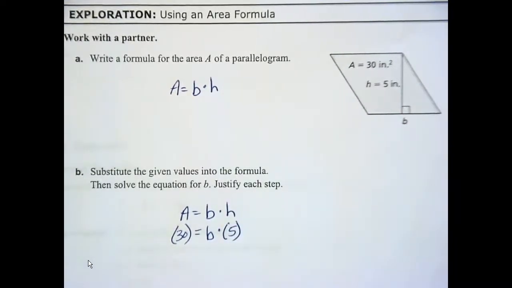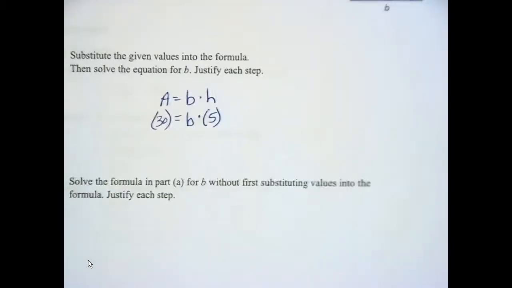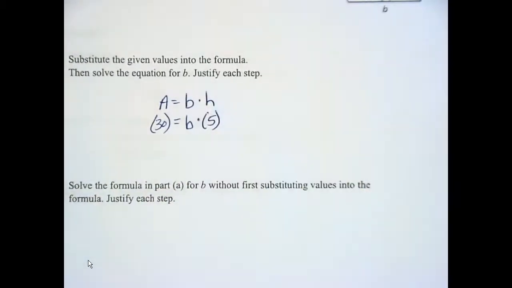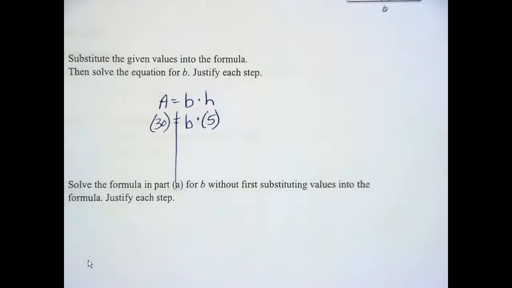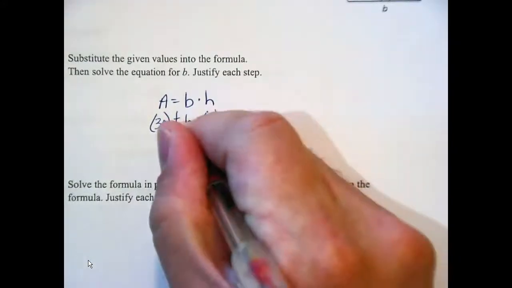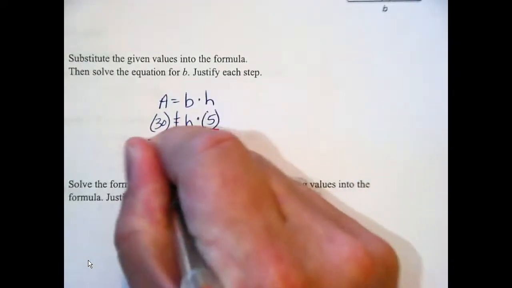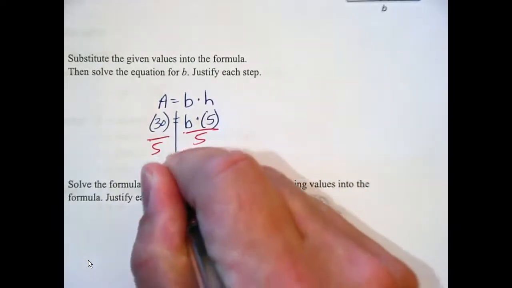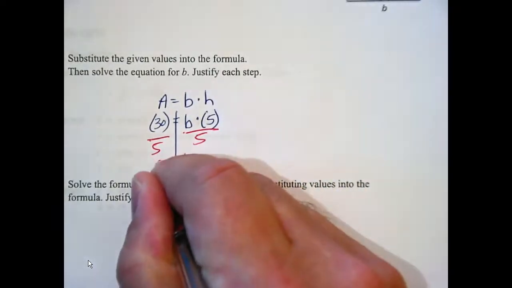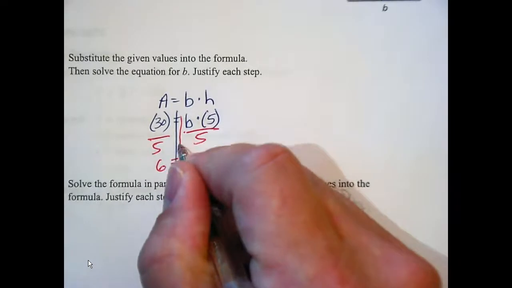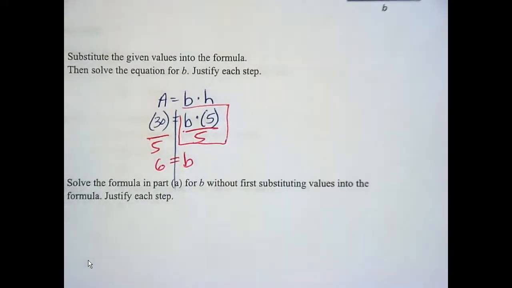Okay, and now solve the formula for B. What do we do? Divide by 5. Yeah. Why do we divide by 5? Good. We do the opposite. They're multiplying by 5, so we divide by 5. Very well done. Okay, solve the formula in part A for B without substituting.